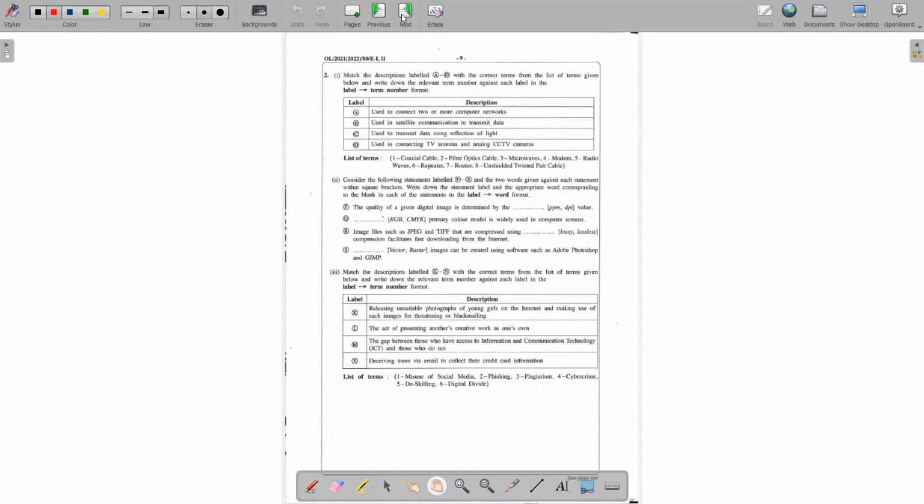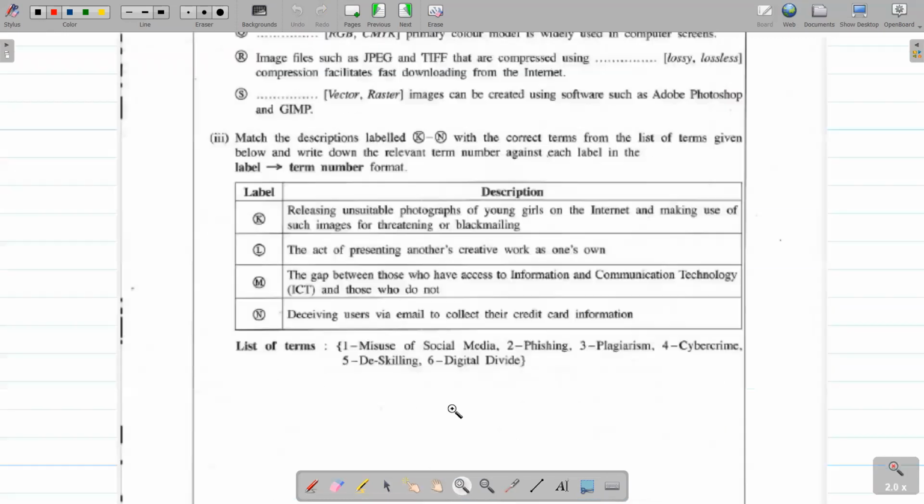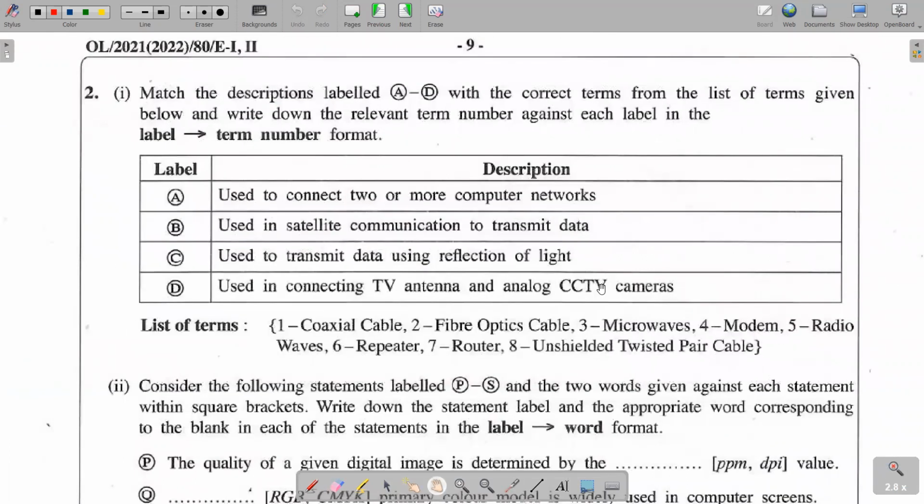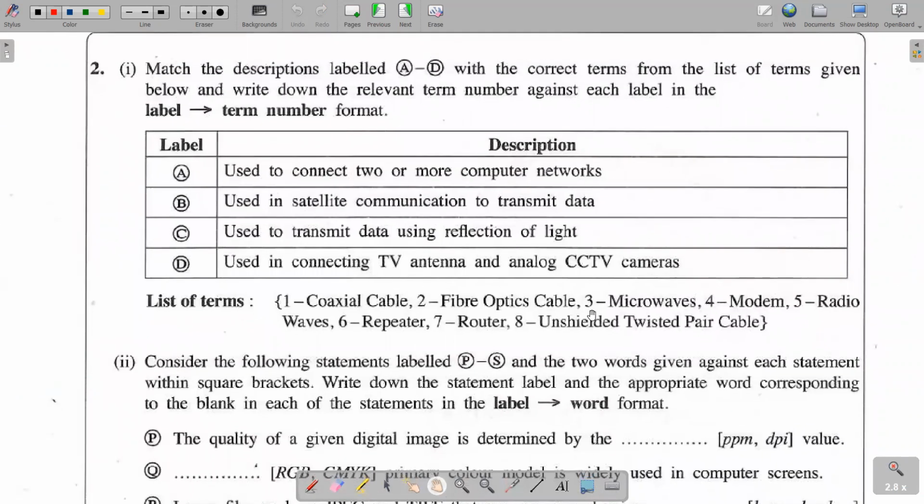Okay, so moving to the next question. In the second question, it says match the description. Okay, that's great, Udamya. This says match the descriptions labeled A to D with the correct terms from the list of terms given below and write down the relevant term against the label in front of it. Again, something similar, maybe.